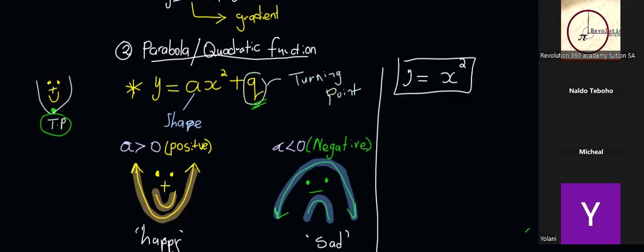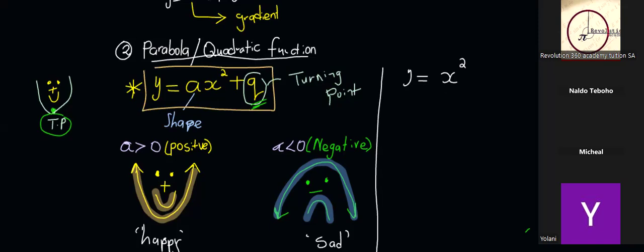But before I teach you how to draw it, we are taking this from the original equation that I've just elaborated here, which is this one. Let me write it here. y equals ax squared plus q.